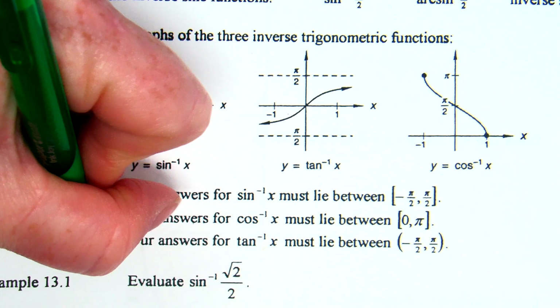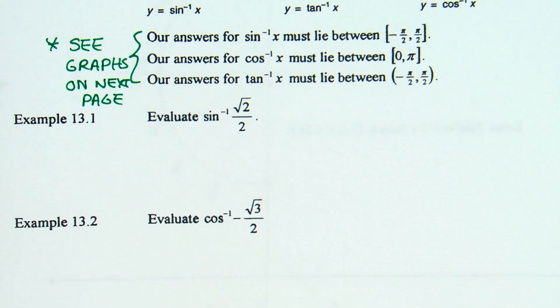Example 1. Evaluate. I'm going to encourage you to think without your calculator. Sine inverse of square root of 2 over 2. Since it says sine inverse of square root of 2 over 2, what are they asking me? Sine of what angle equals square root of 2 over 2? Is that one we can remember from the chart? 45, right? So you can say 45 degrees, or you could say pi over 4.